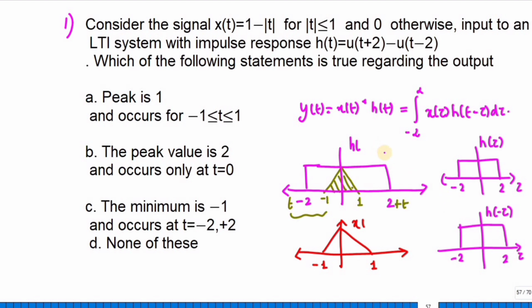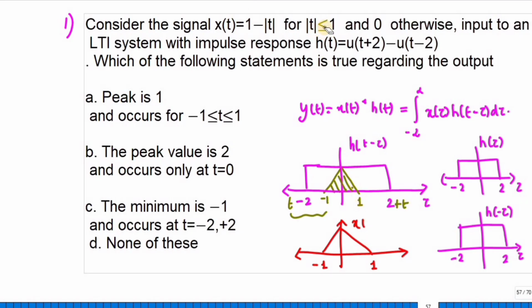Now, to get h(t - tau), I add t to this, so I get t + 2 and t - 2. And what is x of tau? It is 1 - |t|.